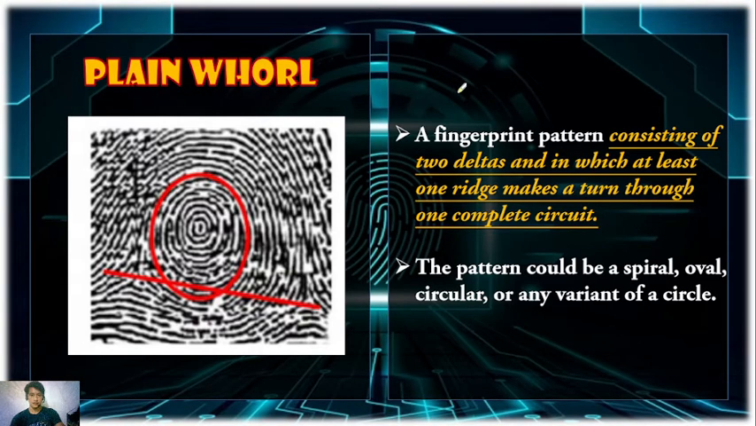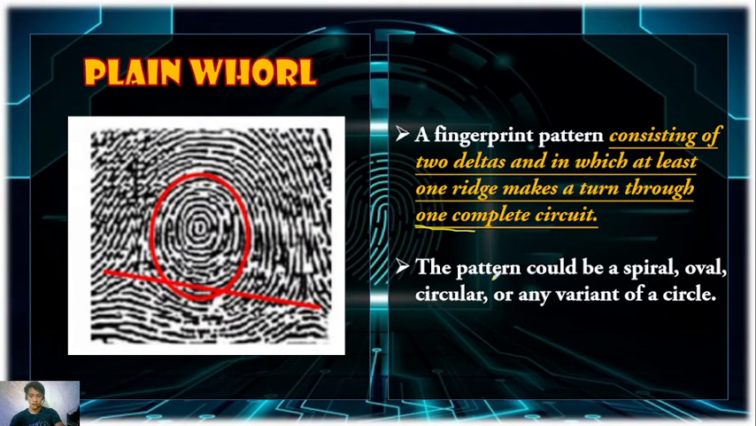Okay, so kung kanina sa plain, sa loop, at least one or single recurving ridge. Dito naman, circuiting ridge or forming a circular shape pattern, or circular movement of the line. Pero dito it was said that it should have a complete circuit.